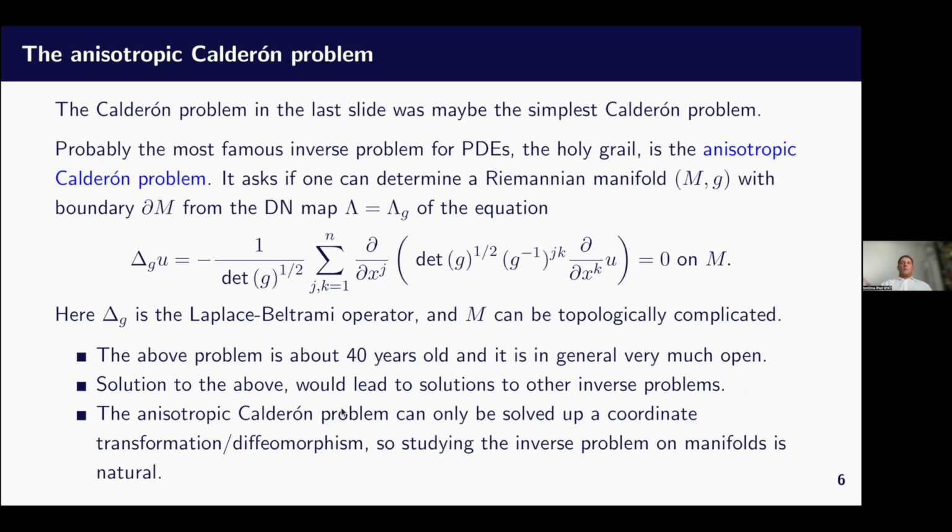This anisotropic Calderon problem can only be solved up to a coordinate transformation, or diffeomorphism, if you will. So studying the inverse problem on manifolds is natural. When you study this inverse problem on manifolds, you get to use all the tools of Riemannian geometry and geometry in general to study the problem. So it's a practical matter to study on manifolds.